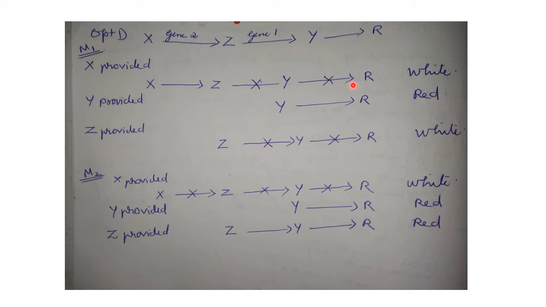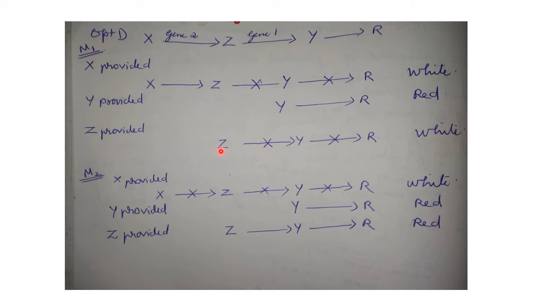But anyway, they got white colonies, so they cannot tell whether the mutation for gene 1 is for the conversion of X to Z or Z to Y. So what they did, they again provided with Y. When Y was provided, they got red colonies. Y got converted into R and you got red colors. When Z is provided, see, Z is not getting converted to Y or Y is not getting converted to R and you are getting white colonies.